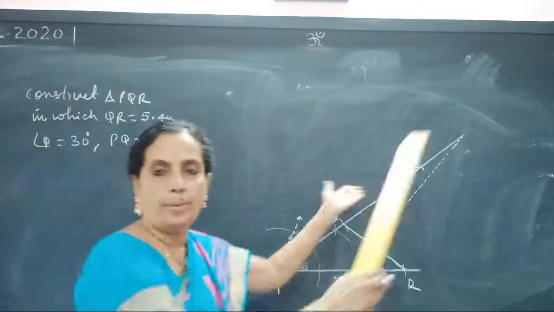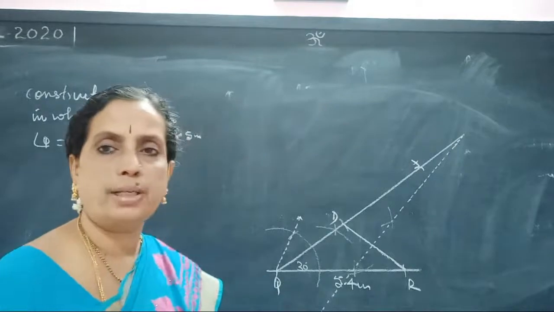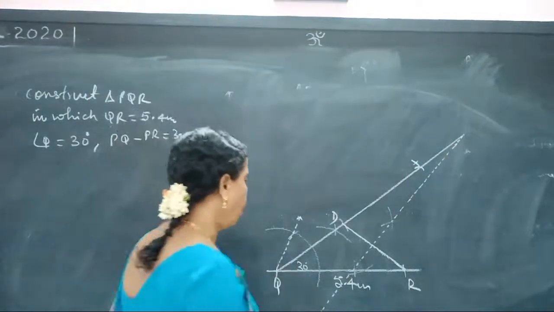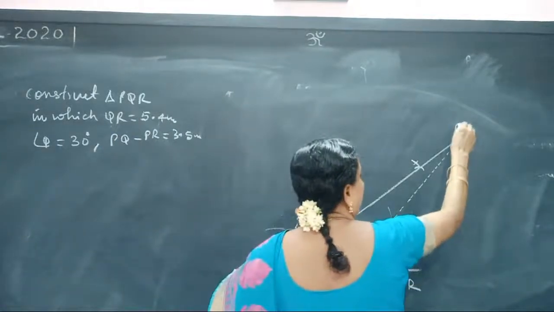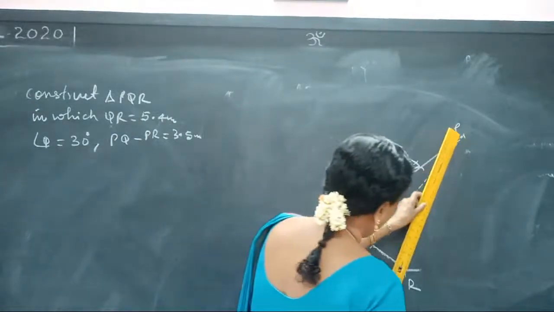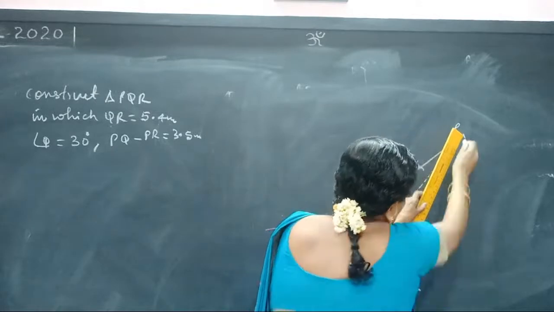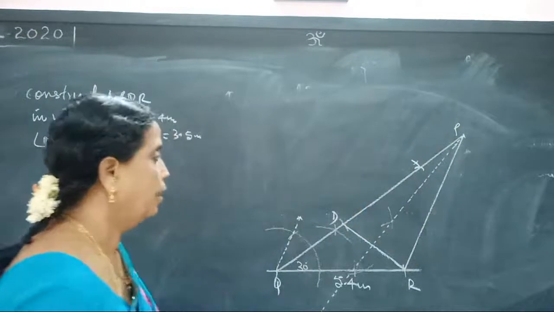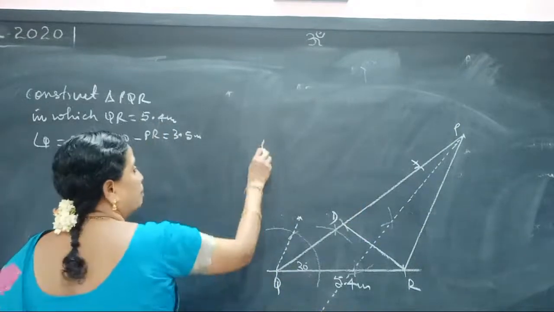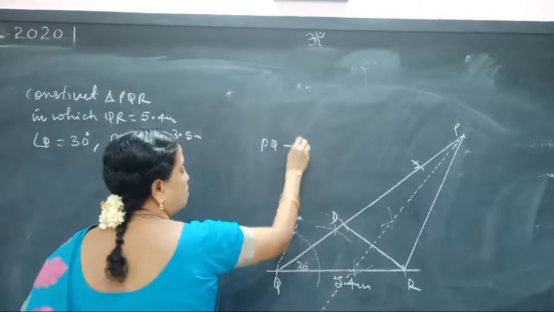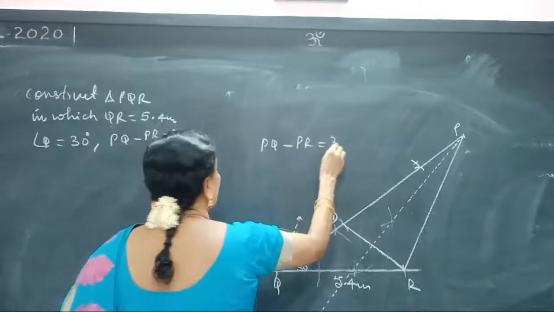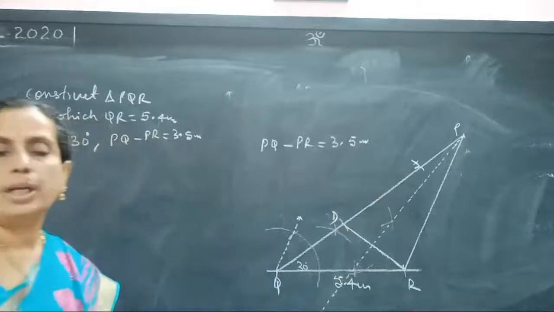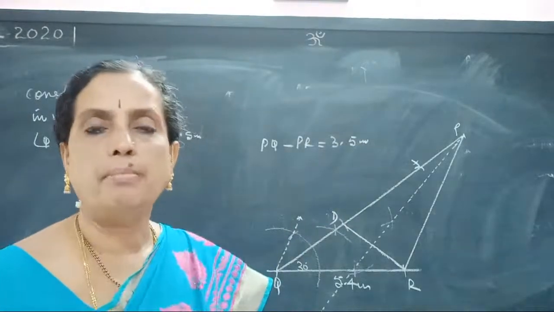It may go beyond your book, so always try to show the difference question from the bottom. Now we got the point of intersection at P. Join P to R. Now measure PQ and PR. The difference should be 3.5 centimeters. Check your construction by measuring it.